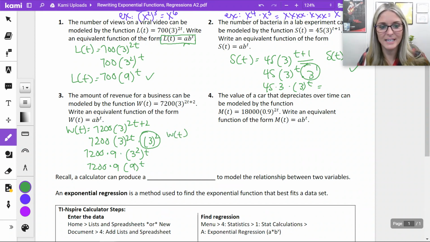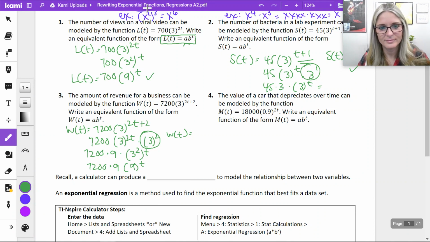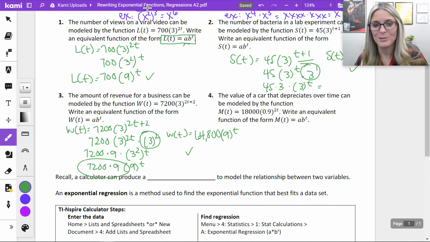W of t equals 7,200. I'm grabbing my calculator. 7,200 times 9 is 64,800. When I multiplied those two together, we still have 9 raised to the t. That is my final answer. Almost ran out of room there.